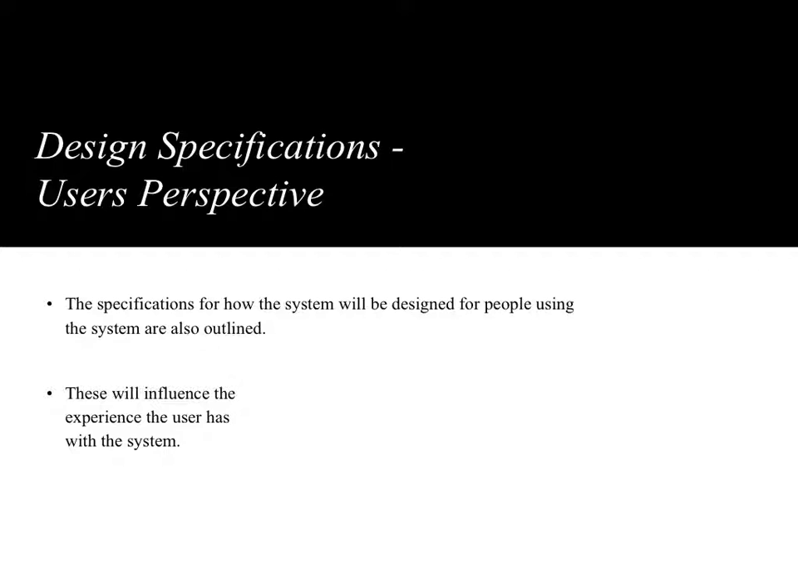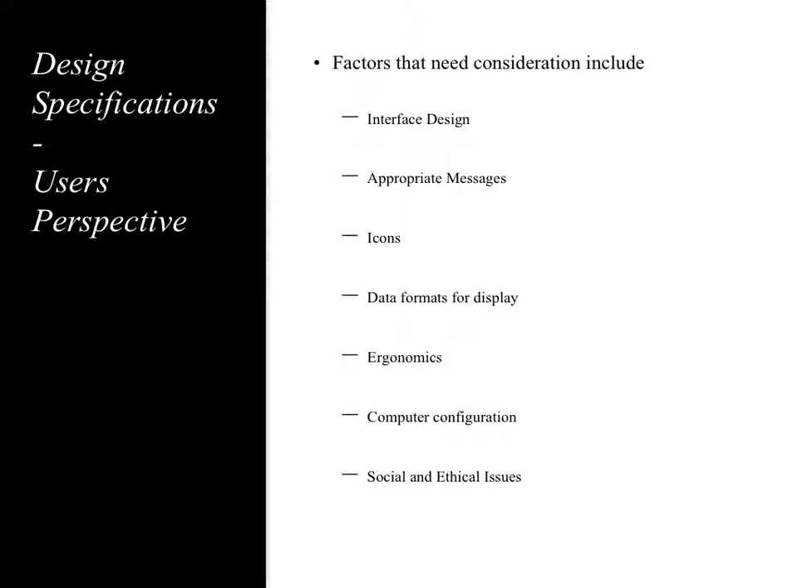Then from the user's perspective, the design specifications will be directly related to how they will experience the new system. Things that should be considered from the user's perspective when setting out design specifications. Now, this is not the user doing this. These are just considerations that will be directly related to the user's experience. These are things such as interface design. As a developer, you need to consider how the user is going to use this and, therefore, how I should design the interface.